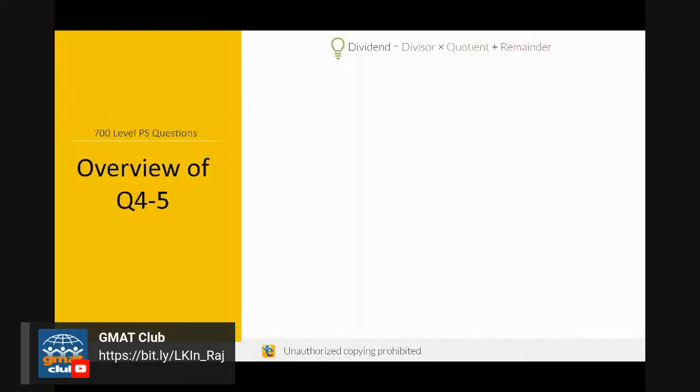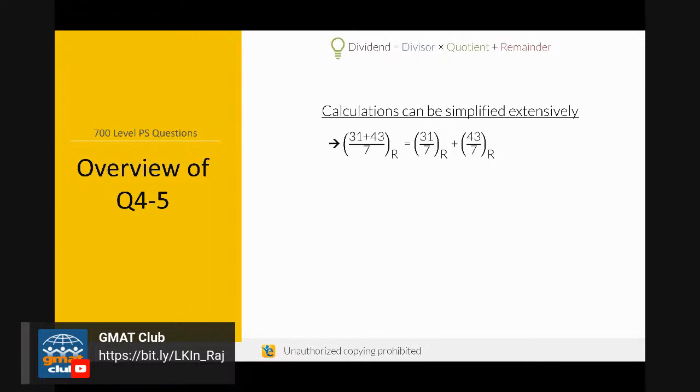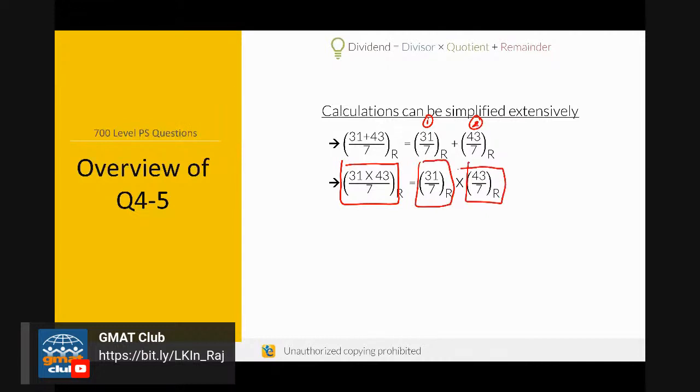So now we want to talk about another concept, which is negative remainders. But let's first review. These are some 700 level PS questions in 4 and 5. What we did was that when you talk about the remainder of a sum, it is equal to the sum of individual remainders. So we can find 1 and 2 over here and add them up. And the remainder of a product is the product of individual remainders.